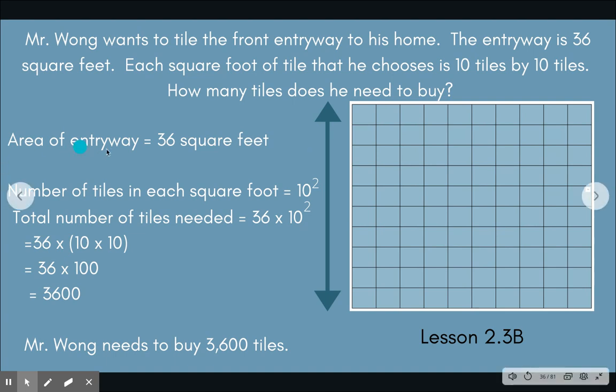So the area of the entryway is 36 square feet. The number of tiles in each square foot, we can simplify that by using an exponent and writing 10 to the second power, or 10 squared. So the total number of tiles needed is 36 times 10 squared. We can think of that this way: 36 times 10 times 10. Now we know that 10 times 10 is 100, so 36 times 100 equals 3,600. Mr. Wong needs to buy 3,600 tiles. That's a lot of tiles.